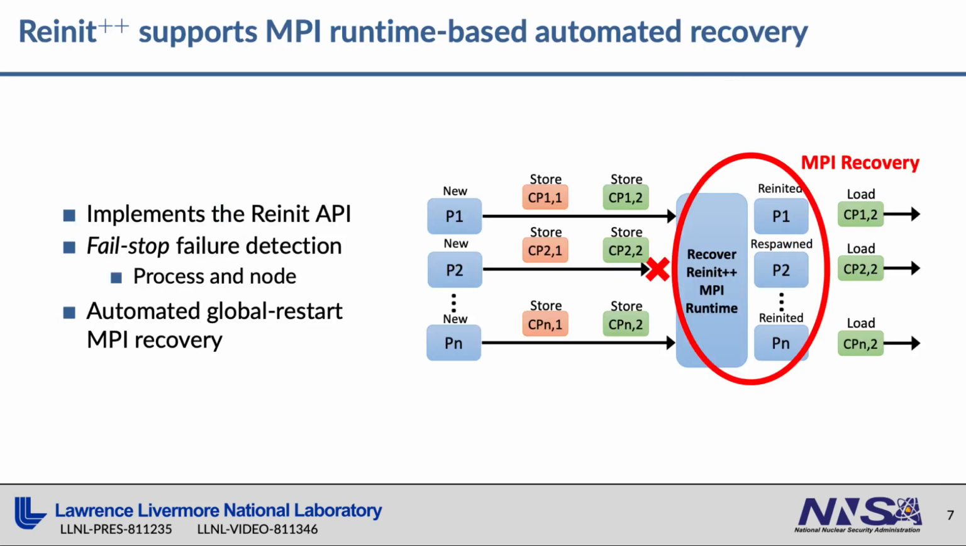So we present Reinit++, which is our implementation of the Reinit API that supports automated recovery through the MPI runtime. The Reinit++ MPI runtime detects failures for both process and node failures, and it automates global restart by creating new processes whenever there is a process failure or node failure in the system, and by reinitializing survivor processes.